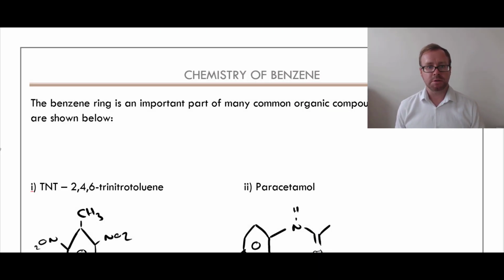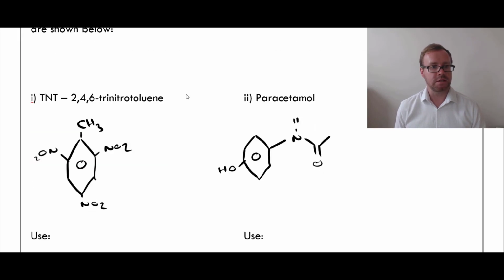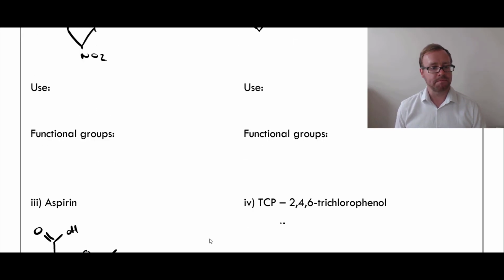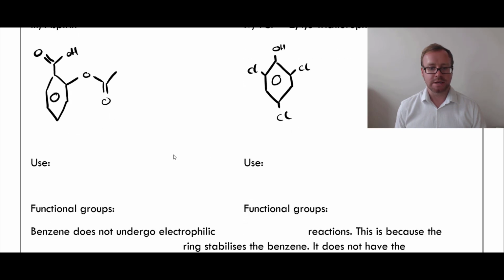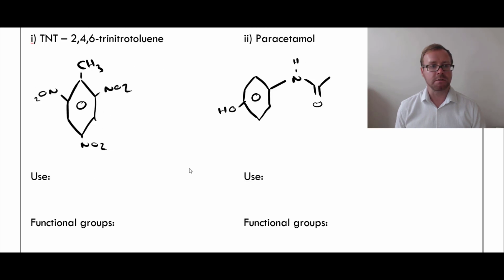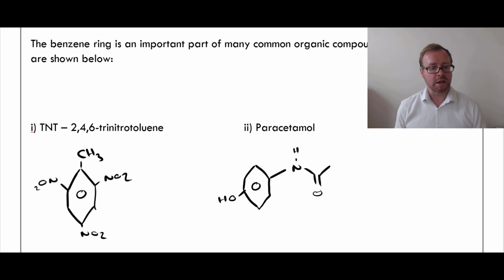So, chemistry of benzene. The benzene ring is an important part of many organic compounds, some of which are shown below. So we have TNT, paracetamol, aspirin, and TCP. I'd like you to see if you can work out what these uses are and what some of the functional groups are in these molecules.